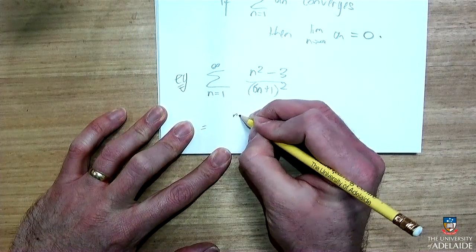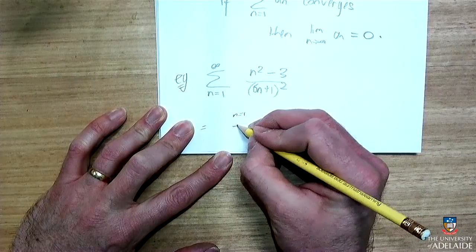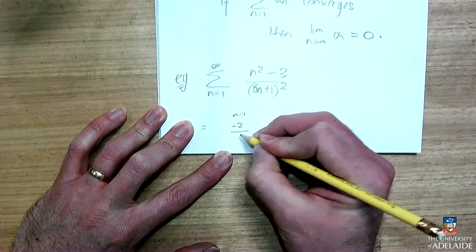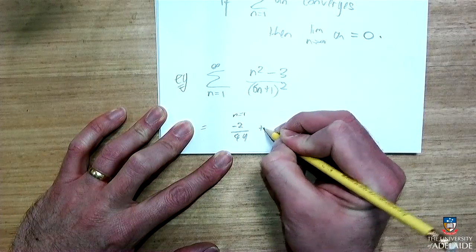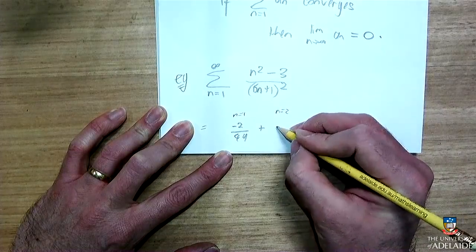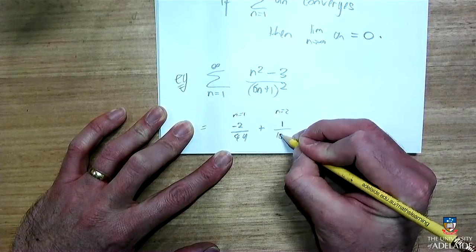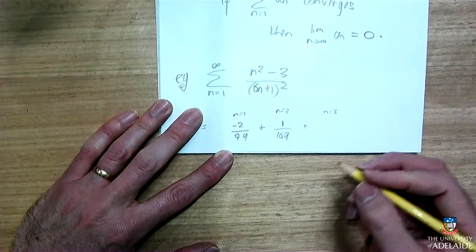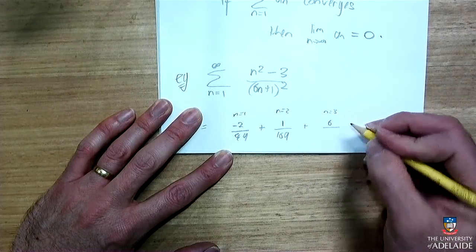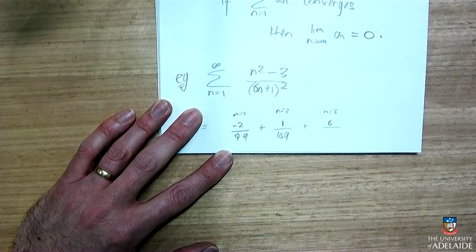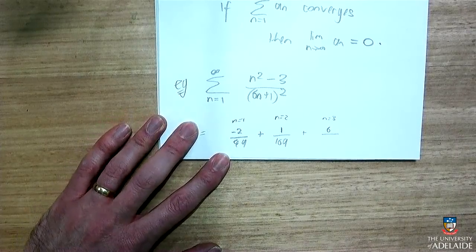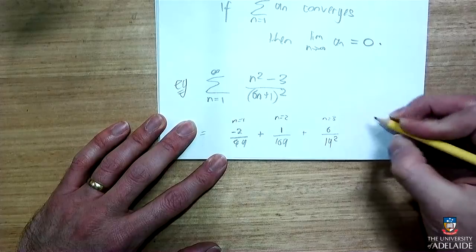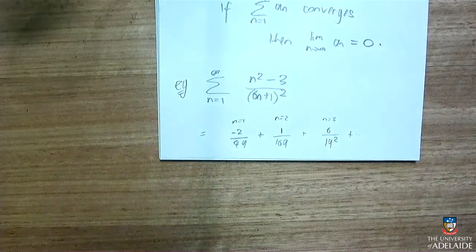This one, when n is 1, what did I get? Minus 2 on 49. 2. 6 on 18, 19 squared. I don't know what 19 squared is. And so on. That's what it is. I don't need to write that down to understand this series.